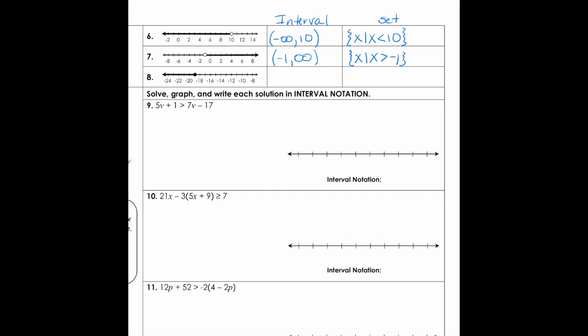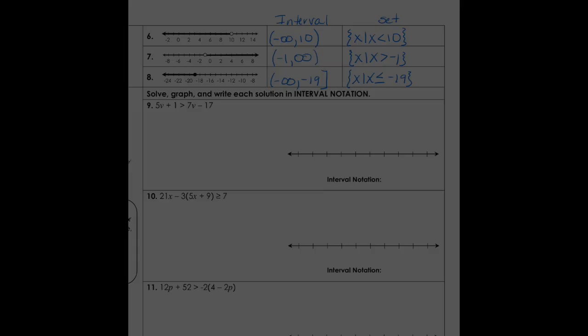All right, number 8, for interval notation, it starts at negative infinity, and it continues on to -19, and that is a solid dot, so that's going to be a bracket. And then your set notation is going to be x such that x. All right, since it goes to the left, it's less than. Since it's a solid dot, it's less than or equal to, and the number is at negative 19. X such that x is less than or equal to negative 19.